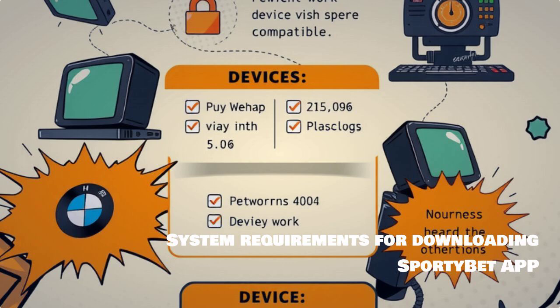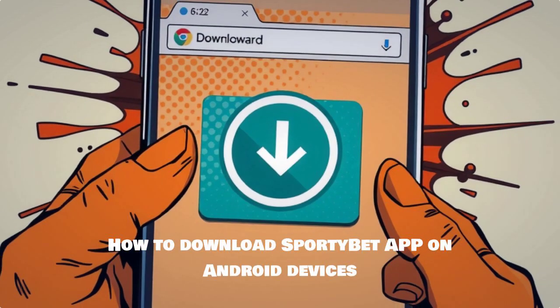Ensure you have Android version 5.0 or higher or iOS version 11 and above. To download the SportyBet app on your Android device, open your browser and navigate to the official SportyBet website.